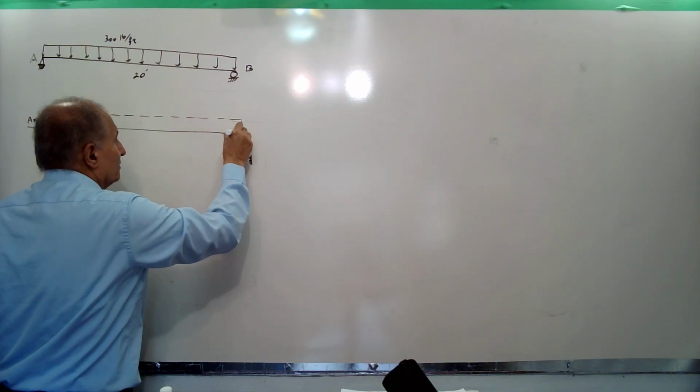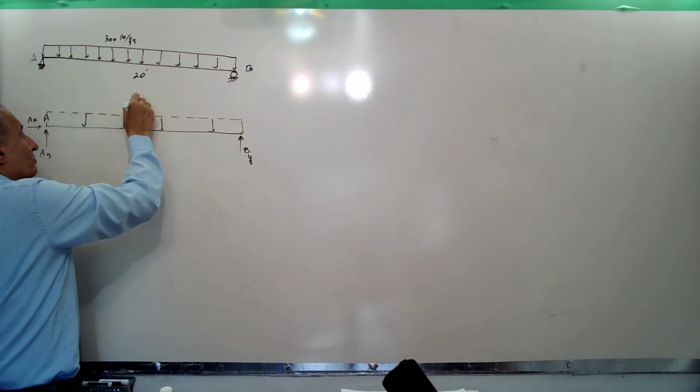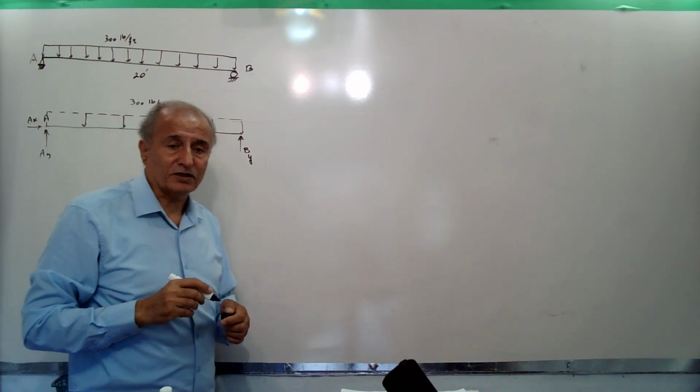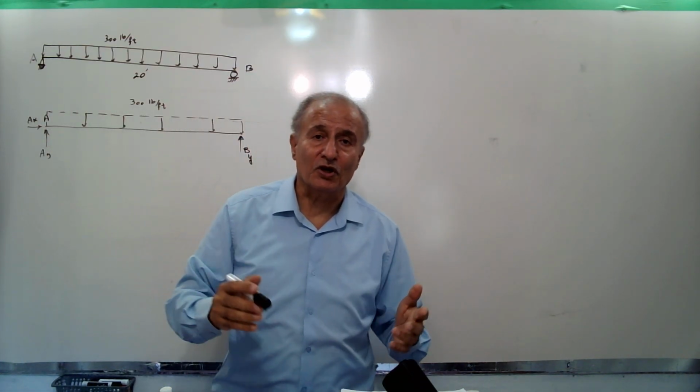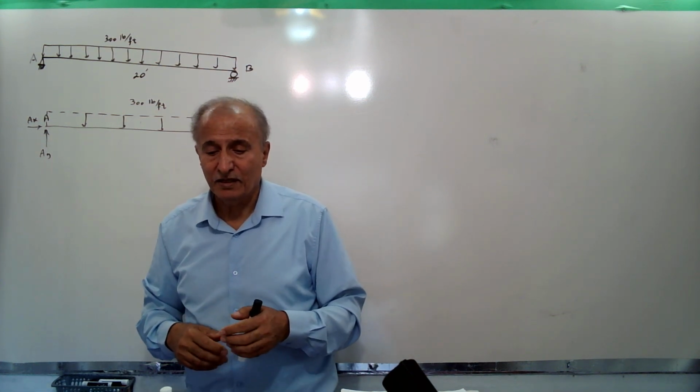And it shows the uniform distributed load, 300 pounds per foot. This is the free body diagram. It's separated from the surroundings. We show reactions at the support.